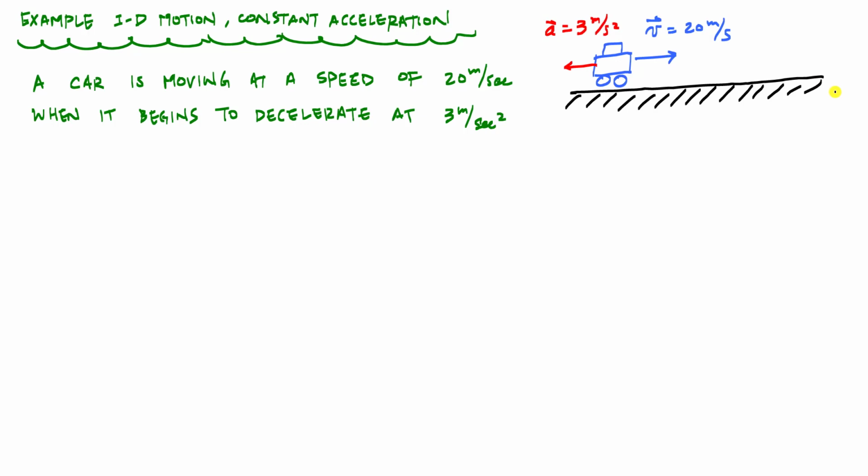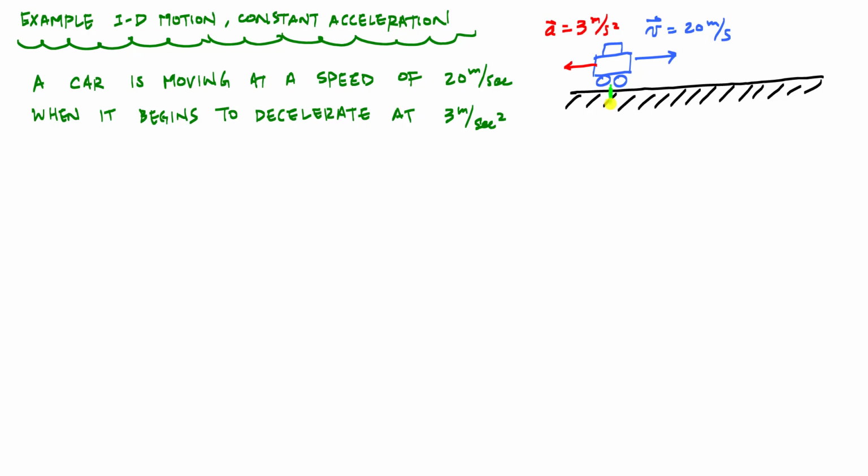You'll notice the car is moving to the right. Its velocity is in this direction of motion. The acceleration, because it's decelerating, is opposing the direction of motion. So it's slowing it down.